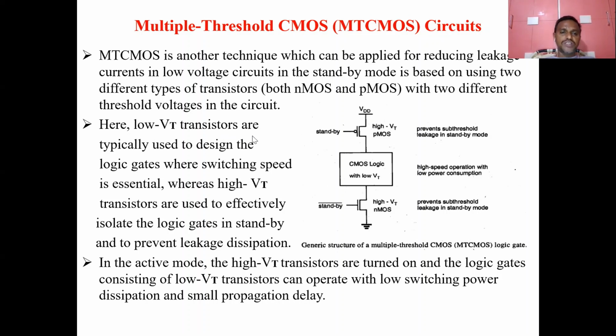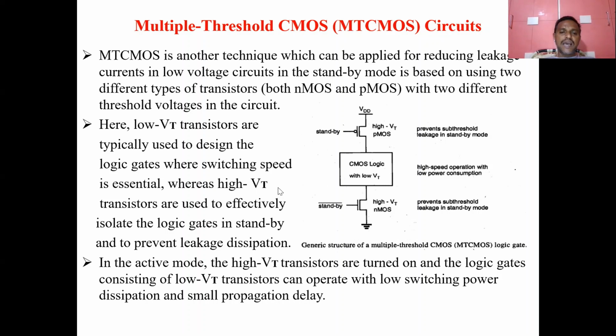Here, low threshold voltage transistors are typically used to design the logic gates where switching speed is essential, whereas high threshold voltage transistors, that is this NMOS transistor and this PMOS transistor, are used to avoid the leakage currents, that is the sub-threshold leakage current.